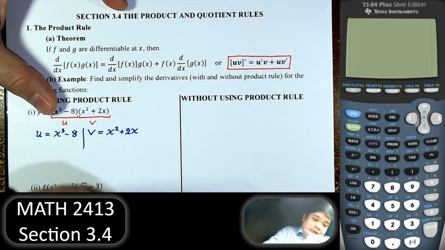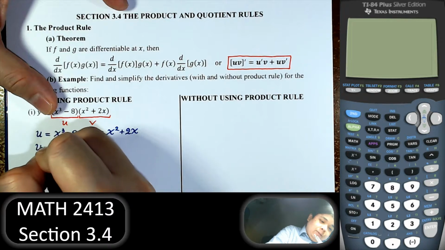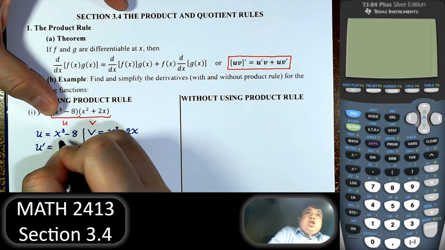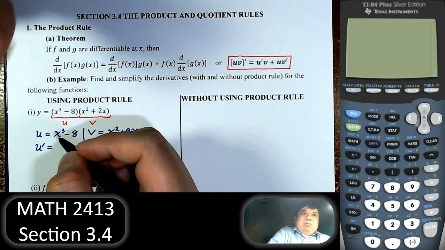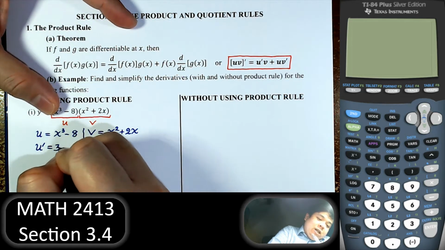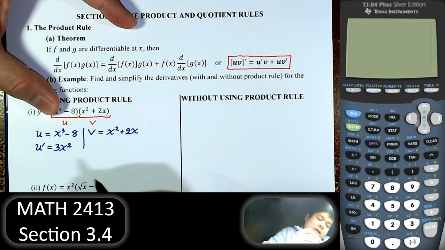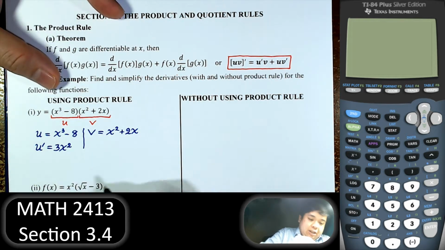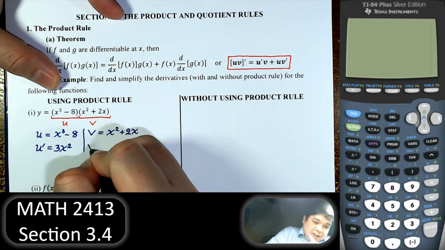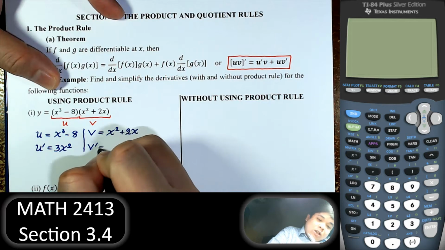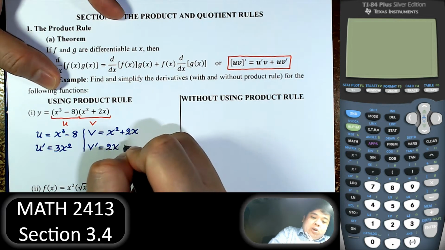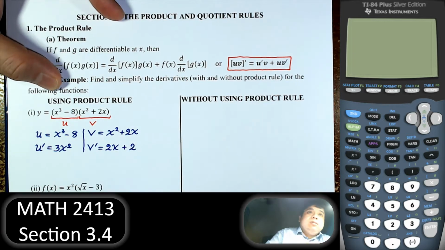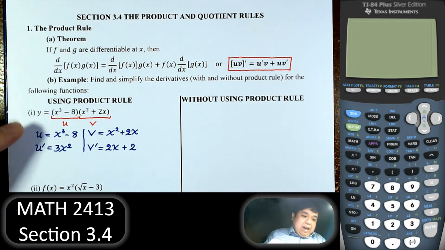Now we check the derivatives. The derivative of x cubed is 3 times x to the 3 minus 1. I'm not going to write 3 minus 1 anymore, I just say 3x squared. The derivative of v: the derivative of x squared is 2x, and the derivative of 2x is 2.